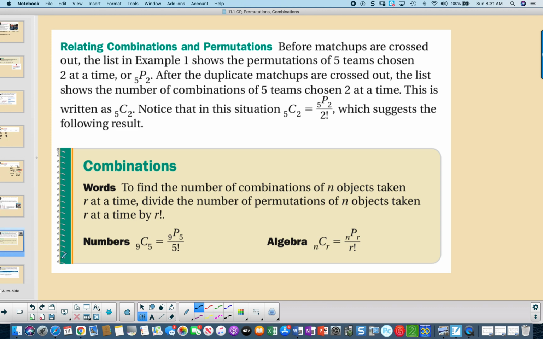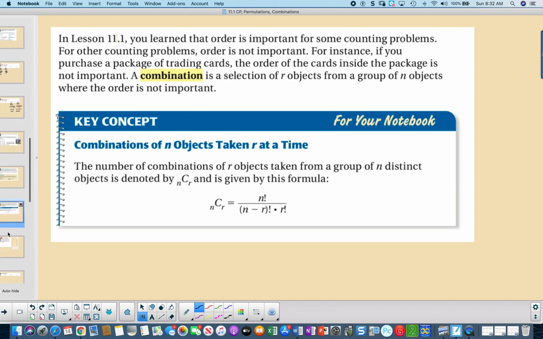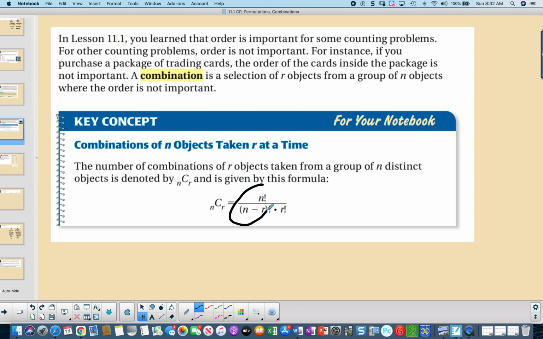All right, so let's take a look at the next slide. All right, so here's the formula. If you don't want to remember it with permutations, you can just remember it this way. This part right here is the permutation part, and then divided by the number taken at a time.